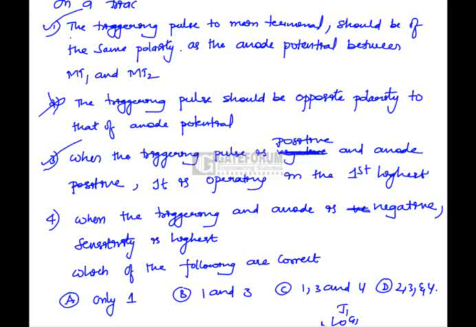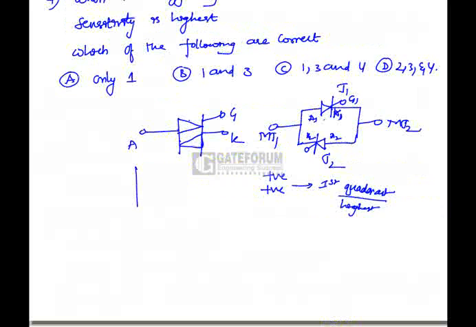Now look at the fourth one here. When the triggering and anode voltage are negative, sensitivity is highest. Sensitivity is defined in 2 quadrants here, since this triac will operate in the first quadrant and the third quadrant. In the first quadrant, the triggering pulse should be positive and the anode voltage should be positive. In the third quadrant, the triggering pulse should be negative and similarly the anode voltage should be negative. Only at these two instances do we have the highest sensitivity for this triac. So the fourth one is also right. So option C is the correct answer.